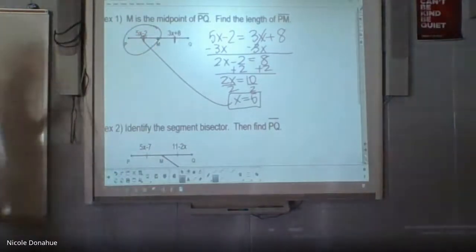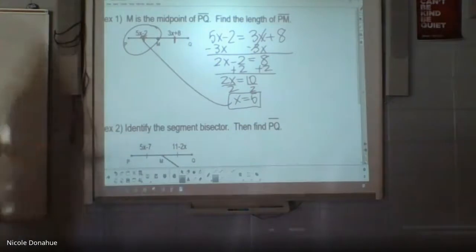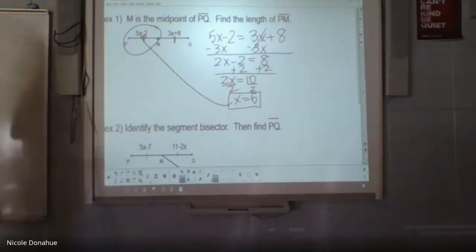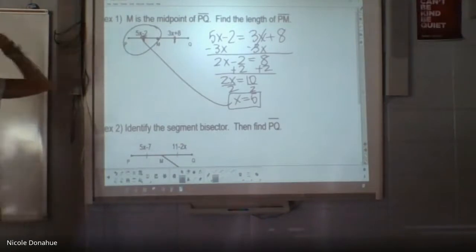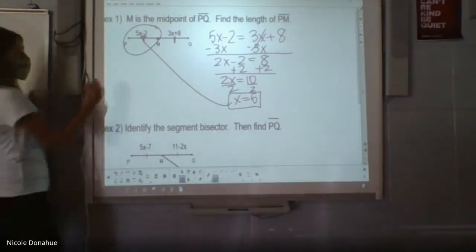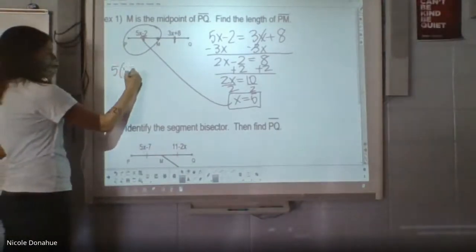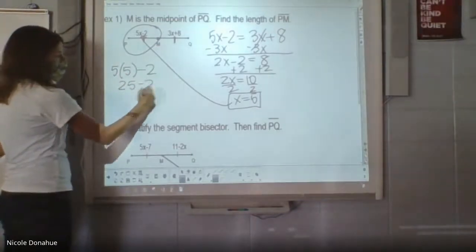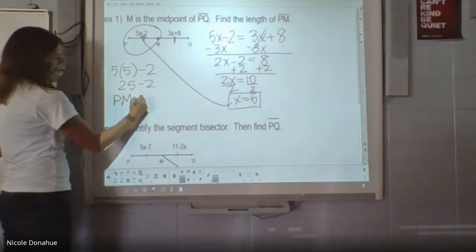They're not asking about PQ. They're not asking about MQ. I mean, obviously you can find all that, but all they care about now is PM. What's the distance between those two points? It's going to be 5 times 5 minus 2. So PM is going to be 23.